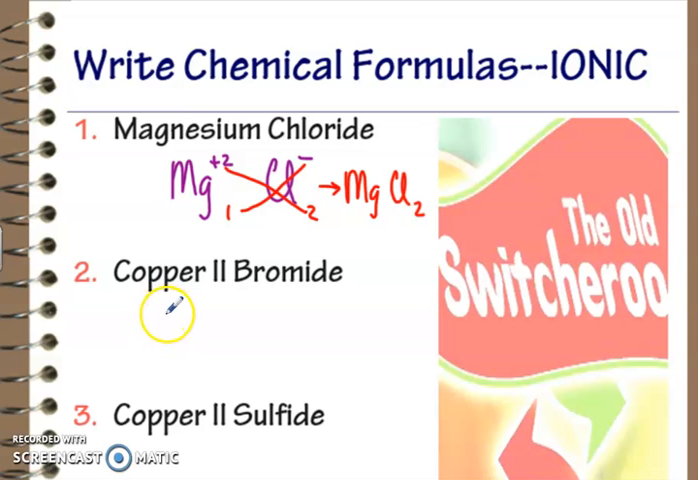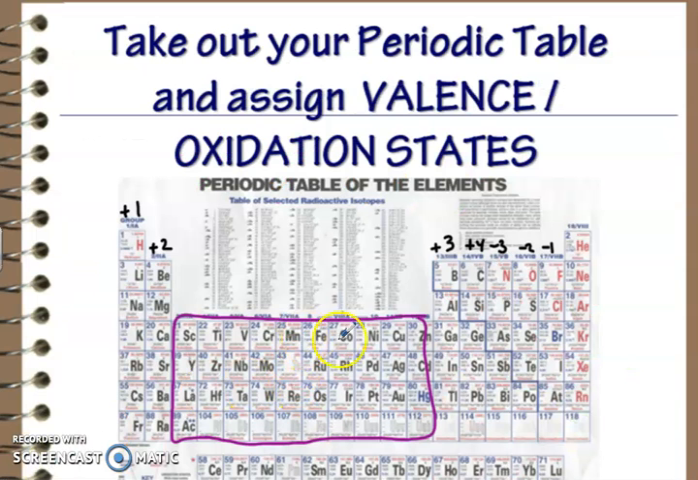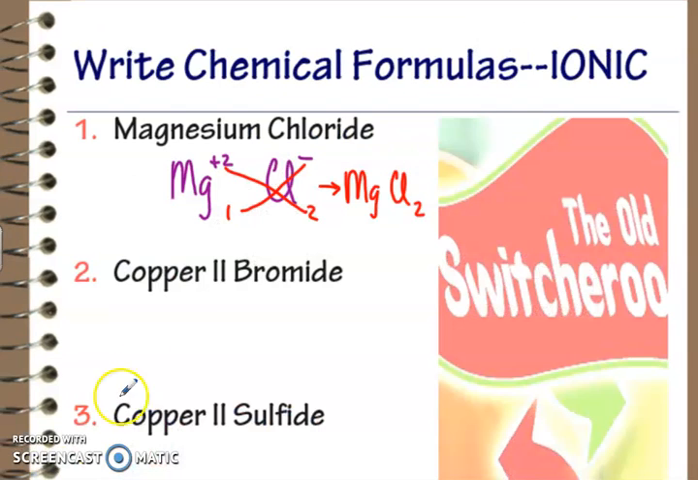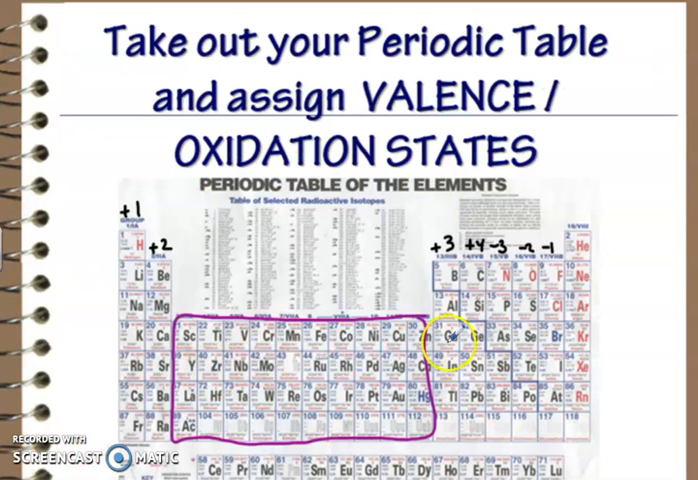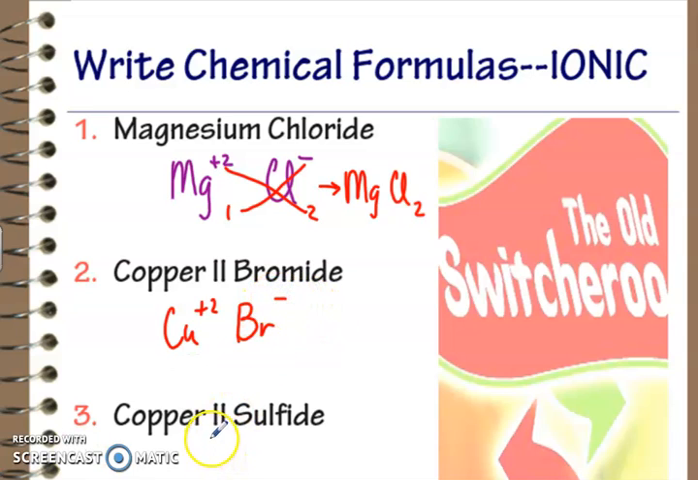Okay, copper 2 bromide. Copper 2 is right here, copper, and it's given you a Roman numeral. It has to give you more information so you know which one you're talking about. So it's Cu, and it is a +2 charge. Bromide is Br, and it is a halogen also, so it's a -1. Then we do our switcheroo. This 2 will come down here. The 1 will come down here. And so you have Cu Br2. Again, we don't write ones in chemistry.